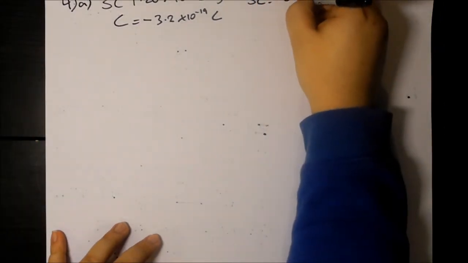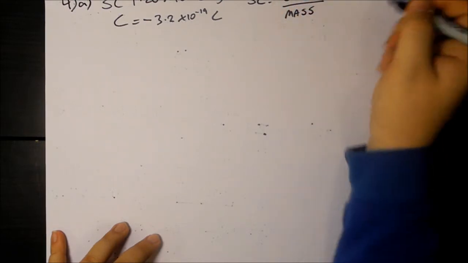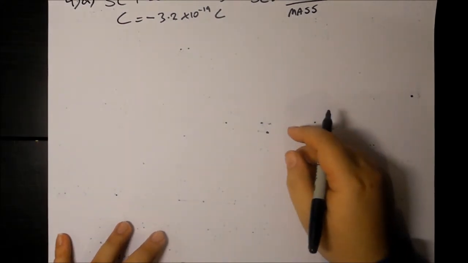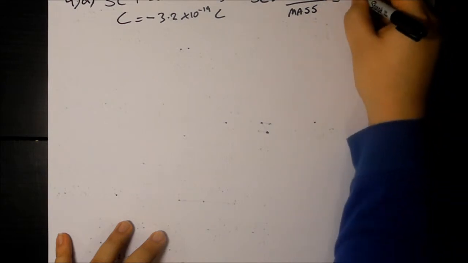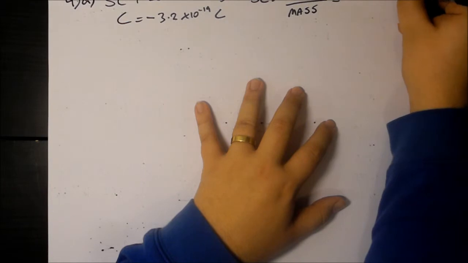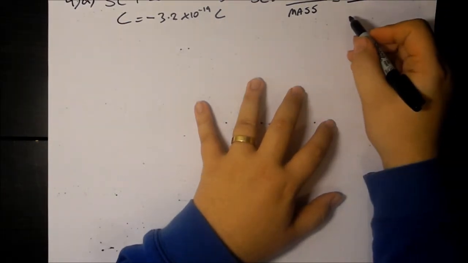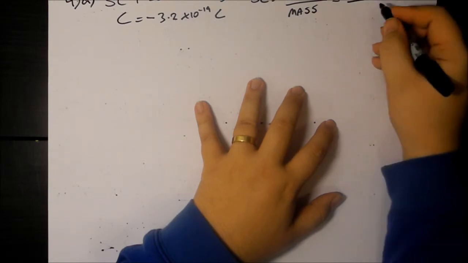Charge over mass. And I do recommend, write it out every time, make sure you know what you're calculating. Specific charge is charge over mass. Charge in this case is 3.2 times 10 to the minus 19, and the mass, well, we don't know, and that's what we've got to work out.